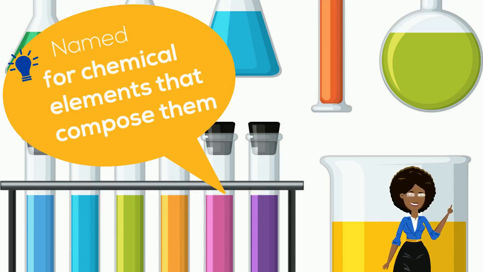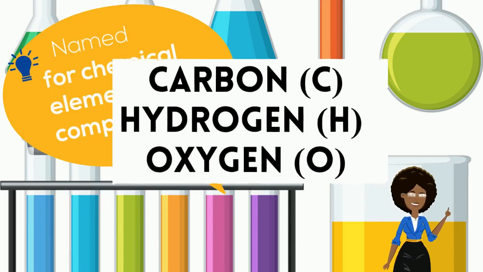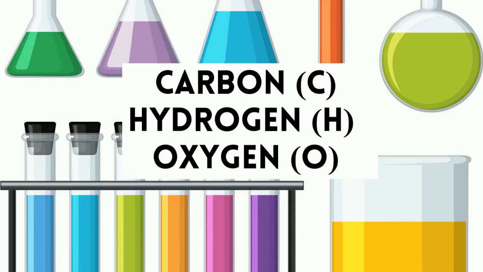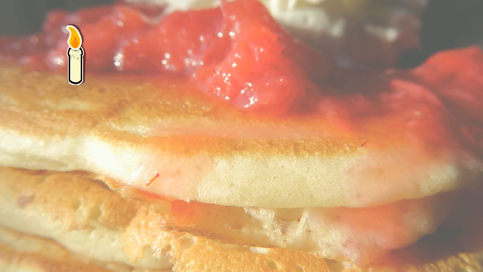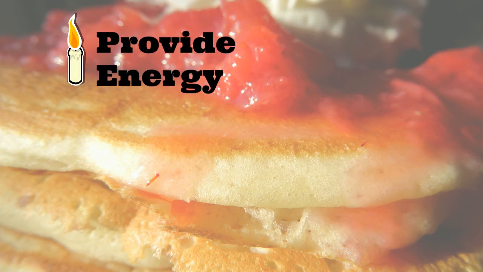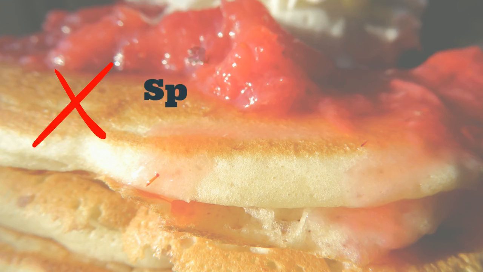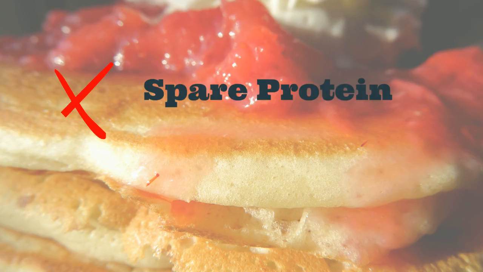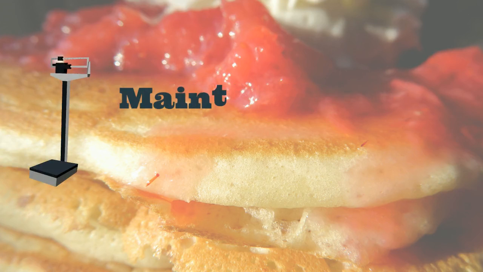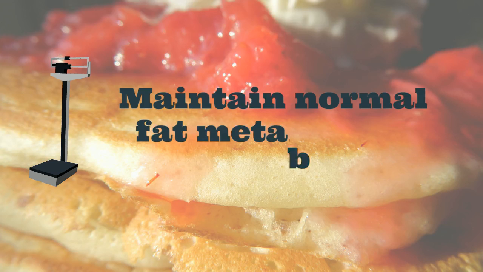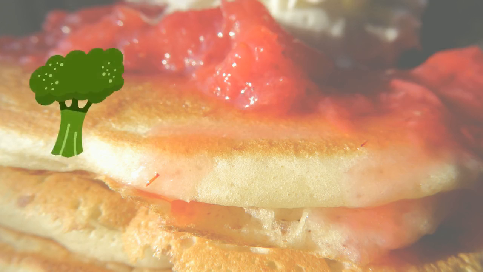Carbohydrates are named for the chemical elements that compose them. These include carbon, hydrogen, and oxygen. The main functions of carbohydrates are to provide energy, to spare protein, to maintain normal fat metabolism, and to provide fiber.